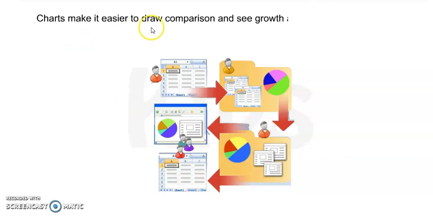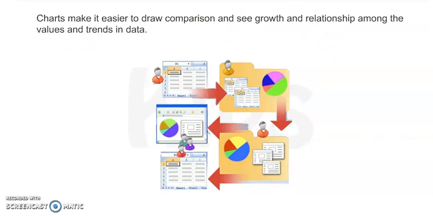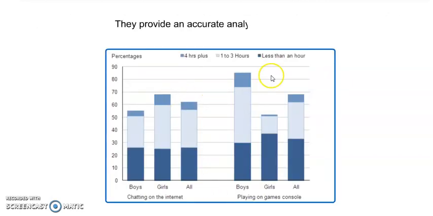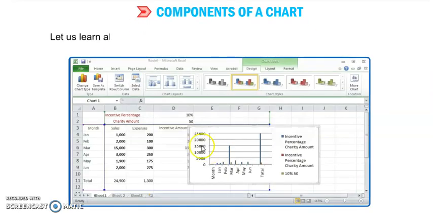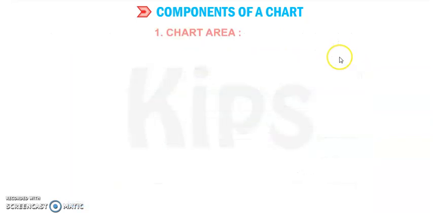Charts make it easier to draw comparisons and see growth, relationships among the values, and trends in data. If we have two groups, we can easily compare that data in the pictorial form. They provide an accurate analysis of information. Next is components of a chart. Let us learn about various components of a chart that are depicted in the figure.